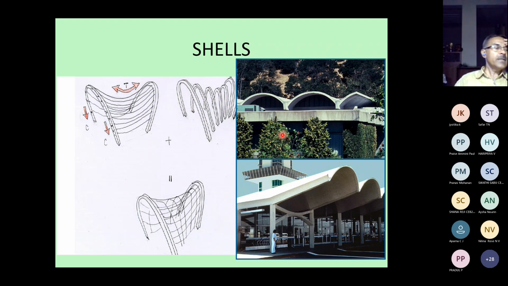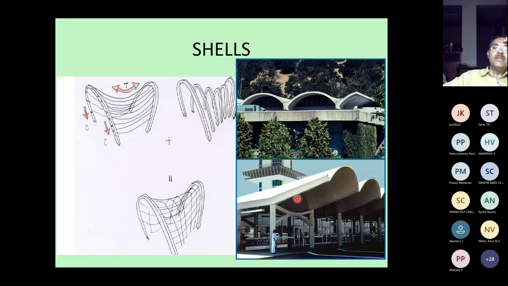Shells are another system which can be used to transfer a lot of horizontal spanning mechanism. You can see this shell can carry loads depending on the doubly curved shells. This is a hyperbolic paraboloidal shell. So they have a tension in one direction, compression in the other direction. This is called doubly curved because it is curved in X and Y direction. Whereas these are singly curved. This is curved only in one direction. In the other direction it is straight. So they can be used to span across.